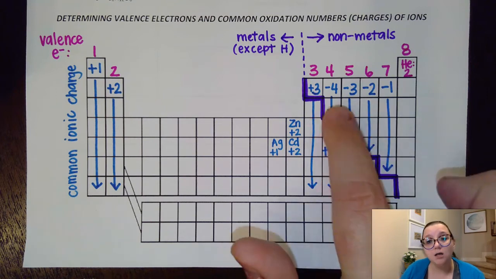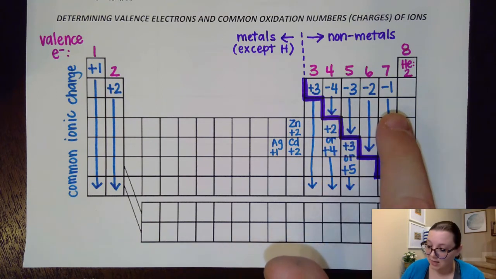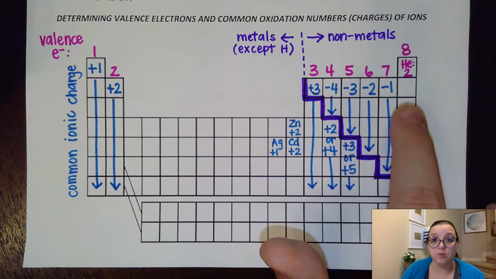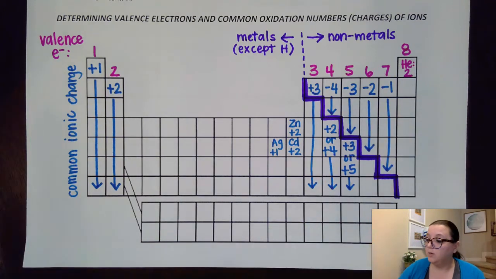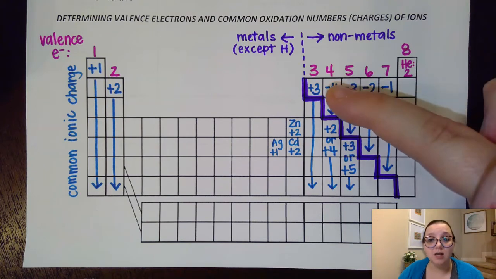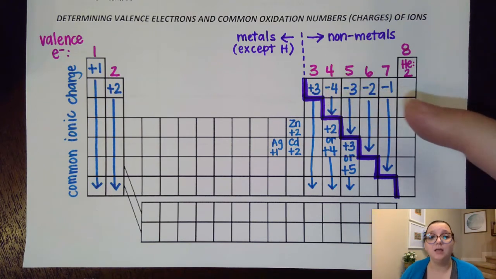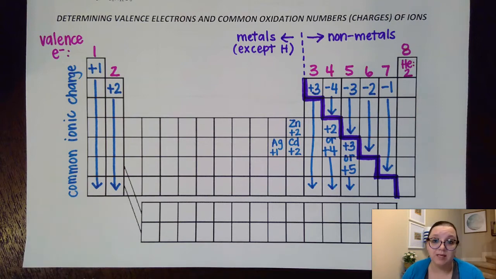For our nonmetals, remember, they like to gain electrons, and when they gain those electrons to look like the nearest noble gas in front of them, we end up with these negative charges of -4, -3, -2, and -1, again showing how many electrons have been gained.